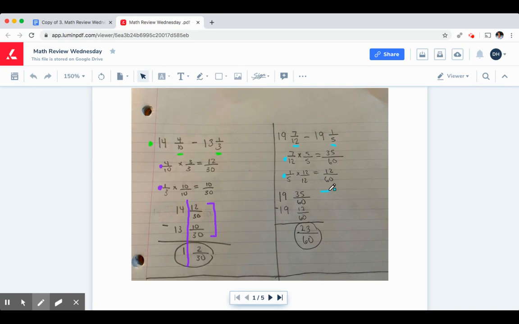Then I set up my subtraction number sentence as an algorithm. 19 and 35/60ths minus 19 and 12/60ths. I start with the smaller place value, which are my fractions. 35/60ths minus 12/60ths is 23/60ths. And 19 minus 19 is 0. So my final answer should be 23/60ths.